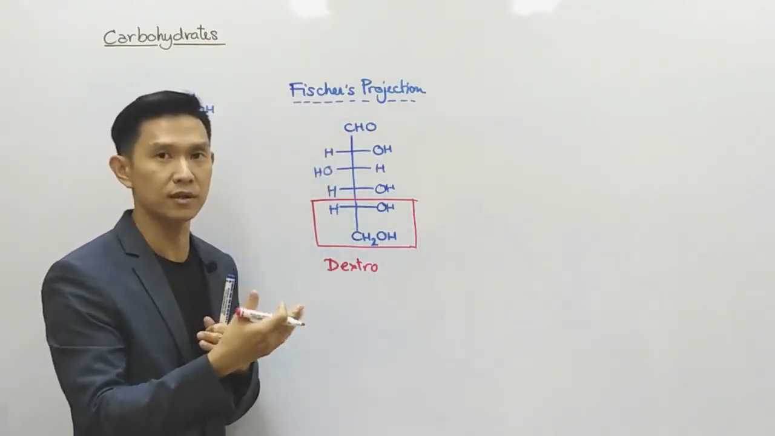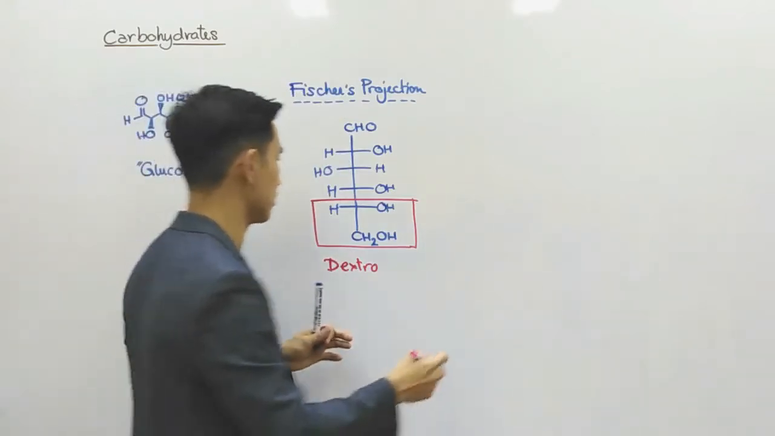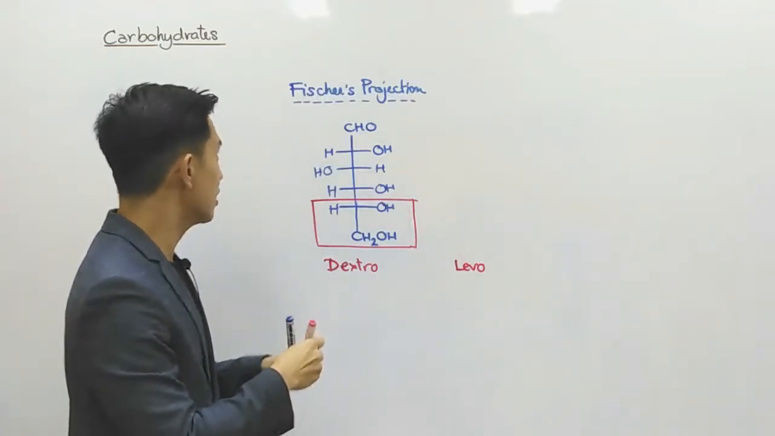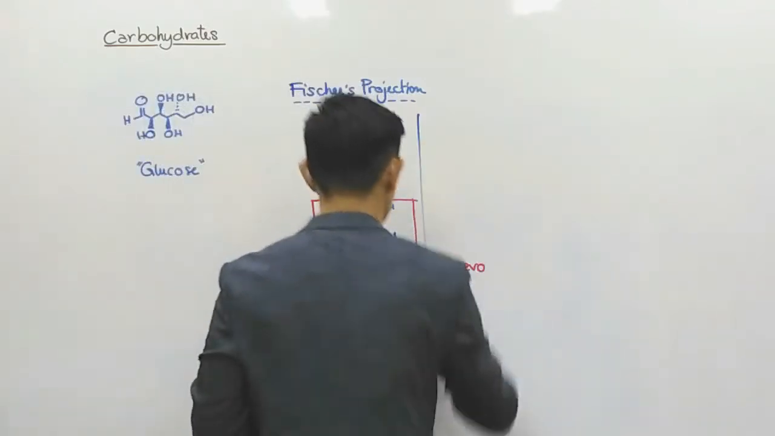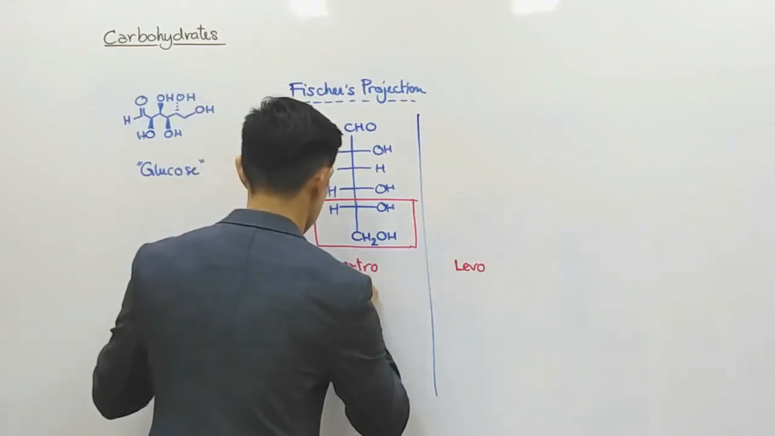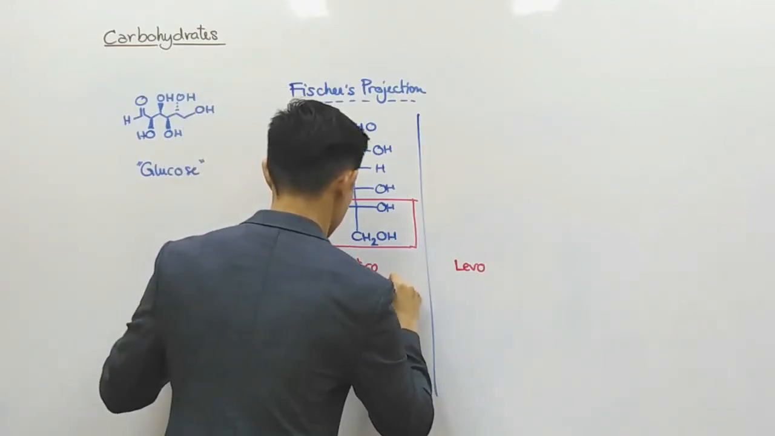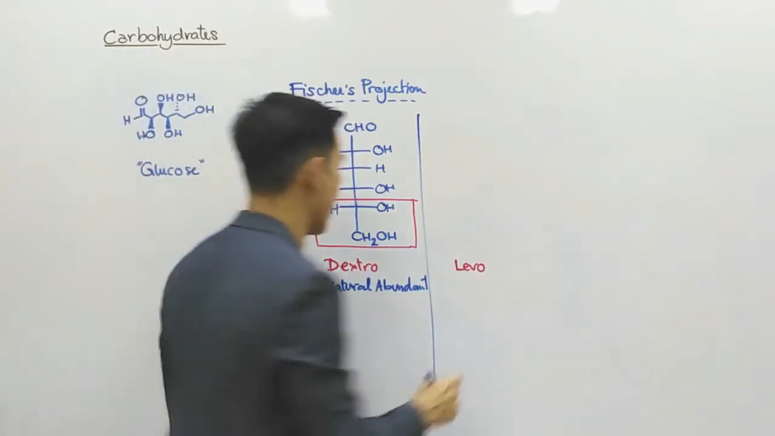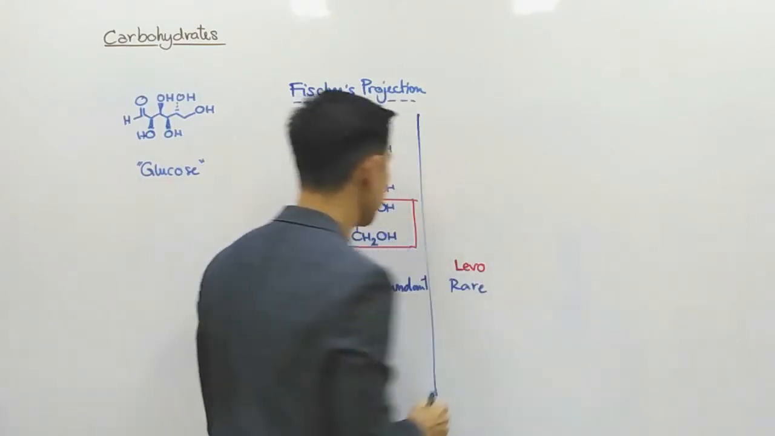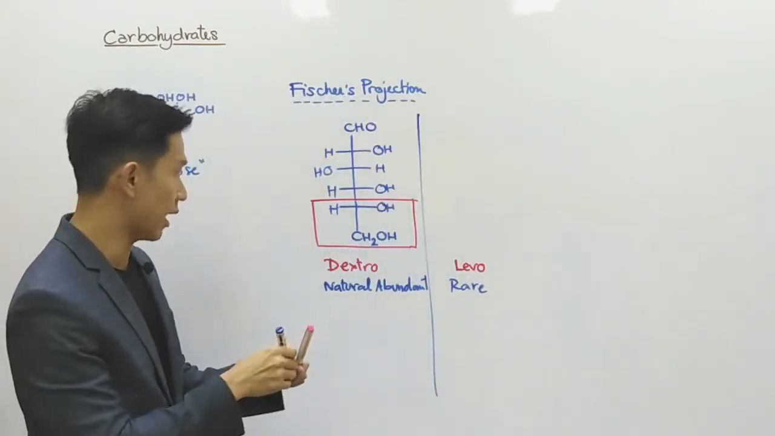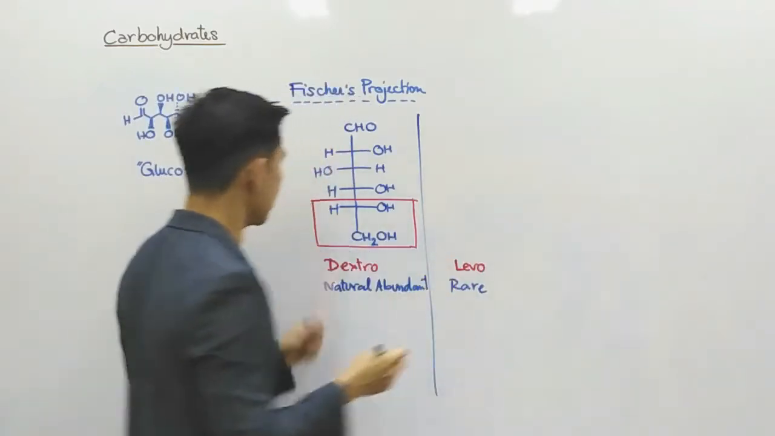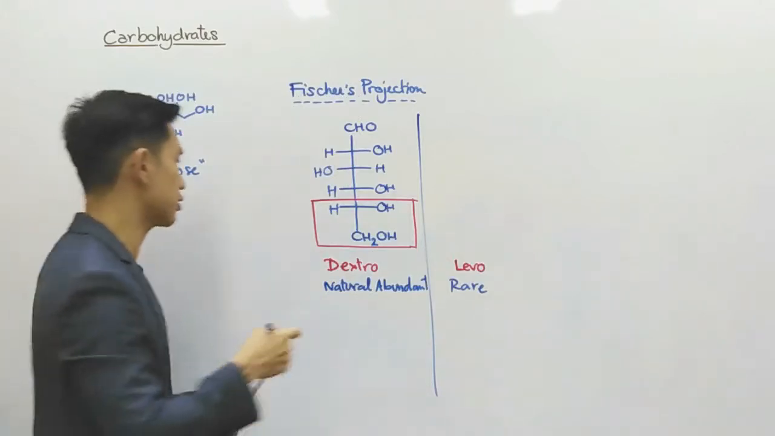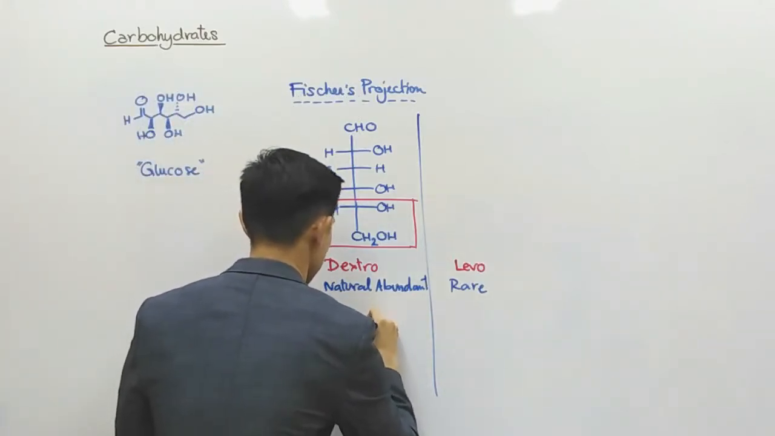The opposite stereoisomer of this is called L, or levo. Levo is left. D is dextro. So in nature, I would say that this is the natural abundant sugar, and this is the rare sugar. So we rarely see this kind of levo isomer. Okay. So the full name of the glucose with this Fischer projection structure is called D-glucose.